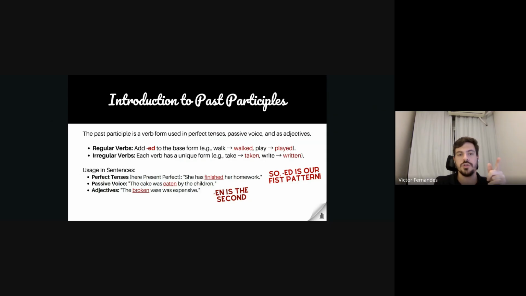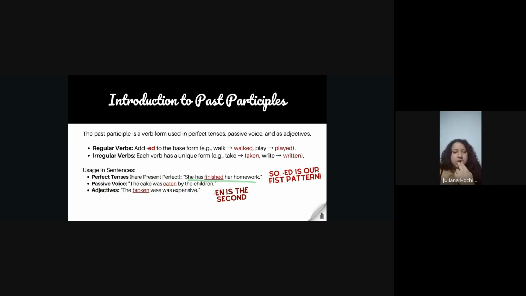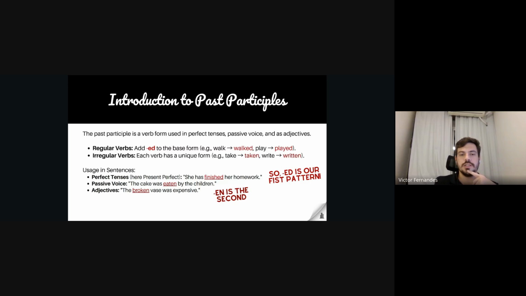And for that structure, we're always going to have the mark of present, and for the verb, we're going to have the past participle. In this case here, because finish is a regular verb, it's going to be finished. So she has finished her homework. Or in Portuguese, this sentence would be ela tem terminado o dever de casa dela.